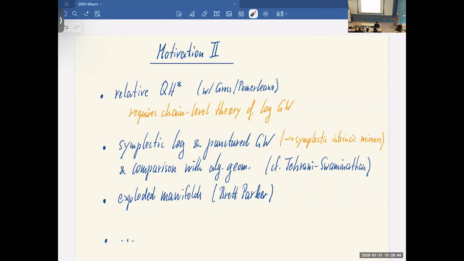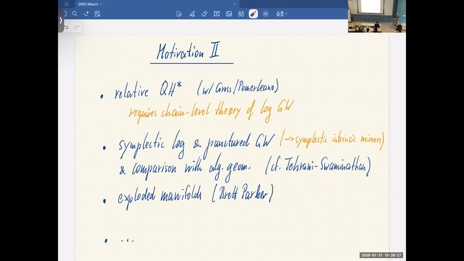So again, that requires something, and I will use global Kuranishi charts in some way, and some regularity. You will see that it's much easier to work once I have the full picture that we have in algebraic geometry. As a related topic, if you want to do symplectic log and punctured Gromov-Witten invariants and compare it with the algebraic geometric world, it's good to have something that is as close to the existing algebraic geometric world as possible.